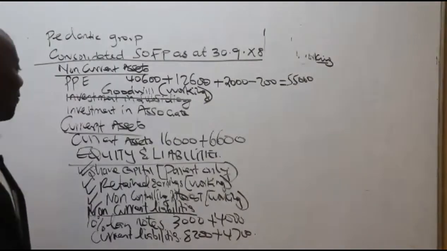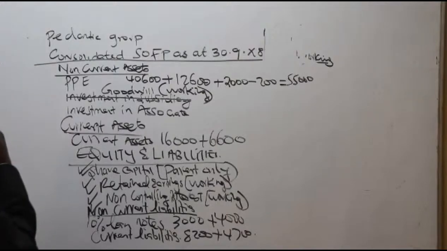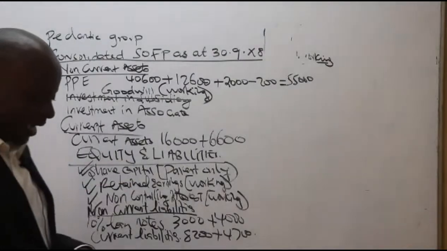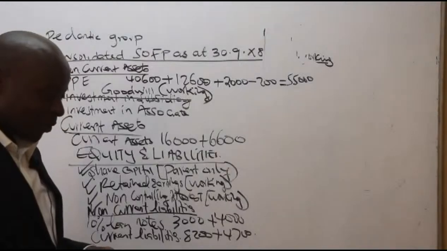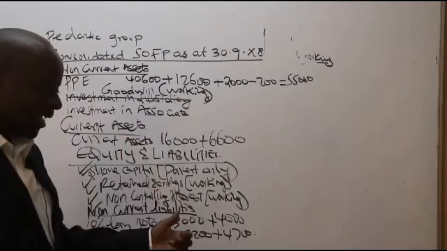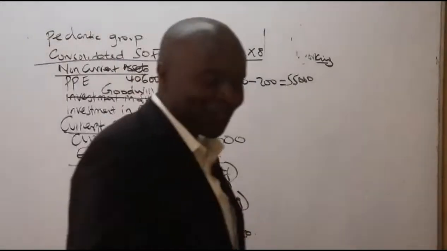Now, ladies and gentlemen, everything is at home. Now I'll start asking myself, what do I need? Consolidation questions are the same. So like now here, under current assets, I have my inventories. I know I have to calculate the unrealised profit on stock. I know there are things I have to calculate here. Great, now let me go to the additional notes.